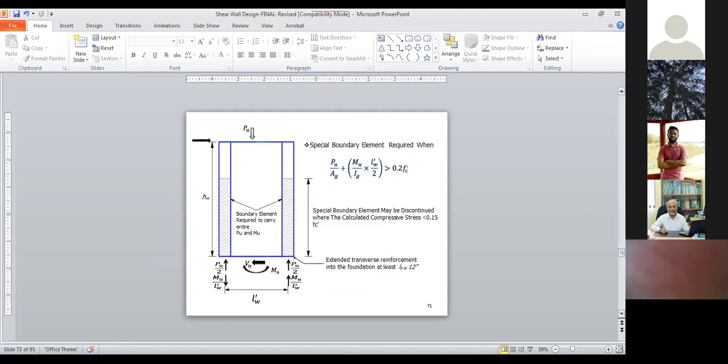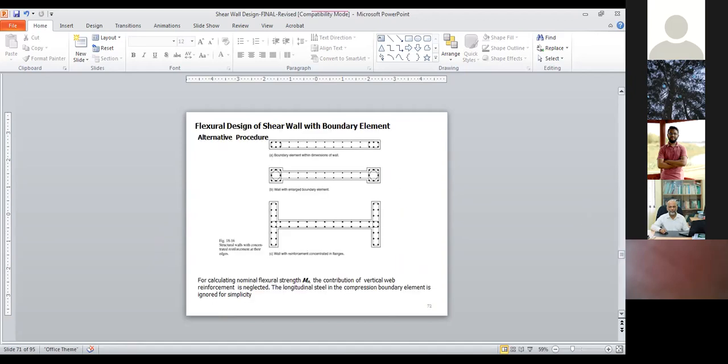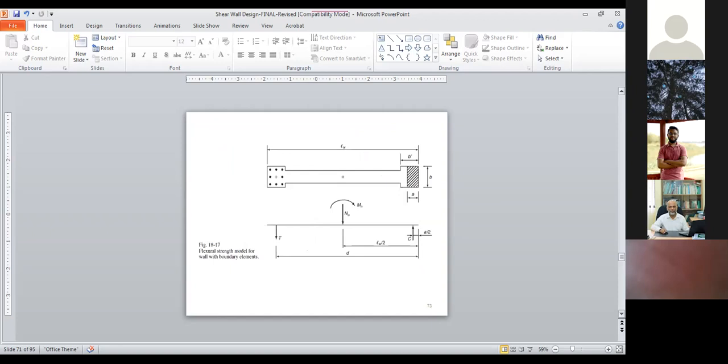Next, we will talk about how we design the section if we need the boundary element. Now we'll talk about that. This is the boundary zone, you can see from here, and the moment is coming in this direction. So you will have the tension here and the compression here. This is very simple. From the moment direction, you can easily identify that.